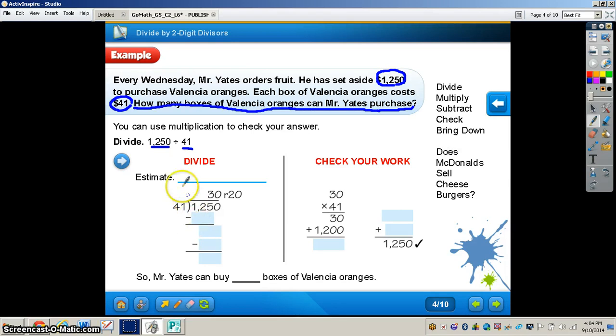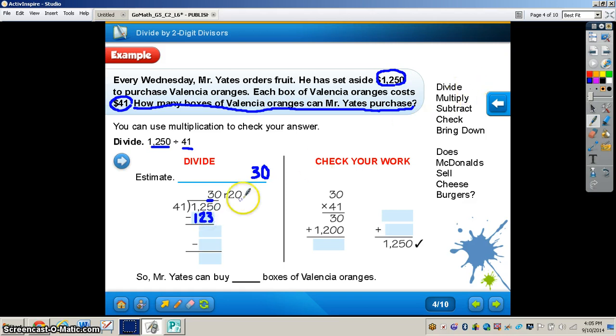Now from here you can see that we have 1,250 divided by 41. The first step would be putting the 3 right here. That's going to go in the tens place, and we know that because our estimate was in the tens place. Then we multiply 3 times 41, and 3 times 41 is 123.